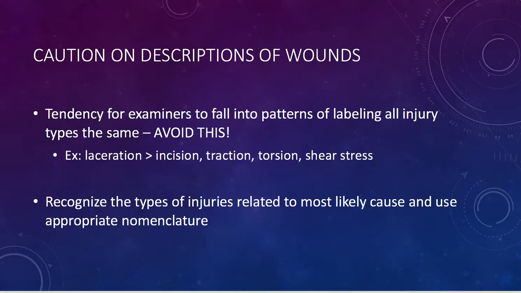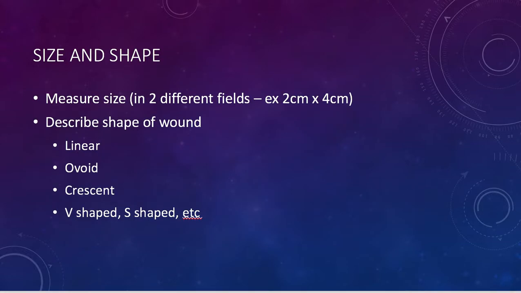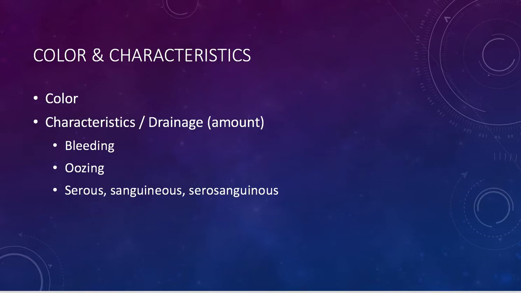So an example would be a laceration. A lot of people just use laceration for every break in the skin, and that is absolutely not true. We're going to go over those specific things. When it comes to injuries, you want to measure the size and the shape. You always measure in two different fields. The great tool that is one of my favorites is the L-shaped ruler. That way you can easily measure and identify the length times the width or length times the height. You want to describe the shape of the wound too in words. Is it linear, ovoid, crescent, V-shaped, S-shaped, or whatever shape pattern it may have? And you want to look at the color, you want to look at the characteristics, drainage, the amount.